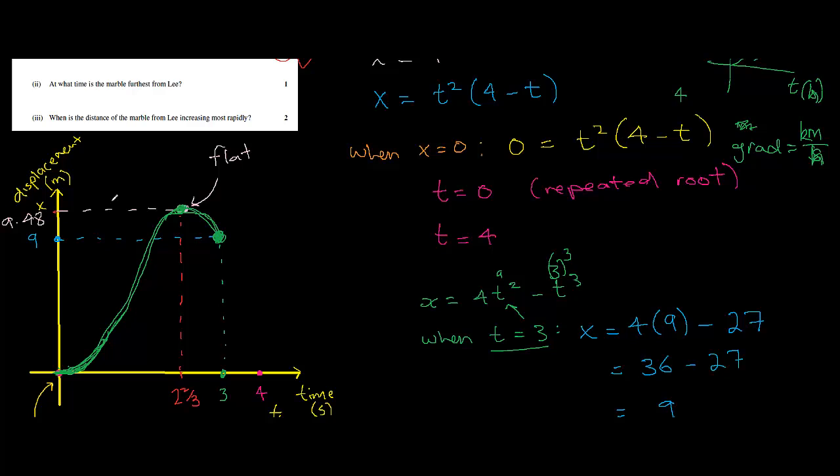So this is displacement. So where is it the furthest away? Well, obviously at this point here, because here it's 9.48 meters away and it never gets higher than that. So at what time is the marble furthest away? So the answer for 2 is at 2 2/3 seconds.